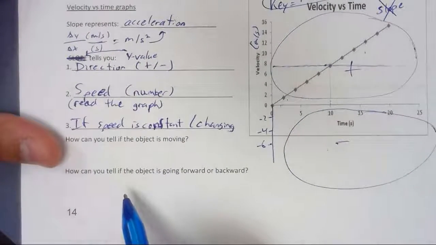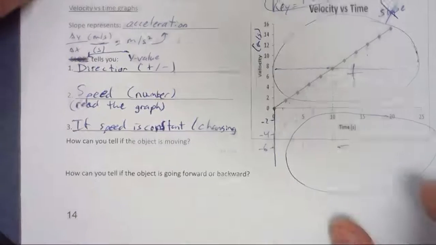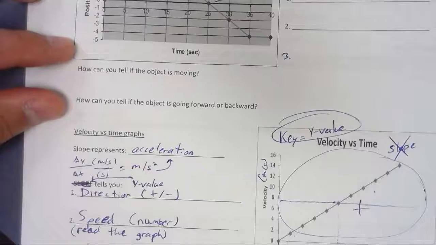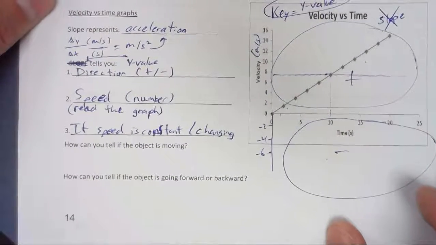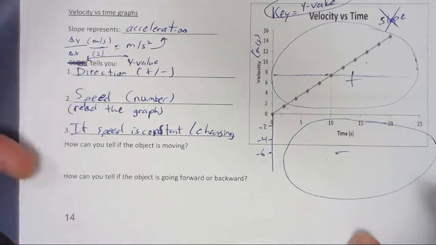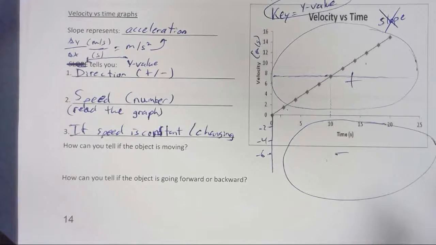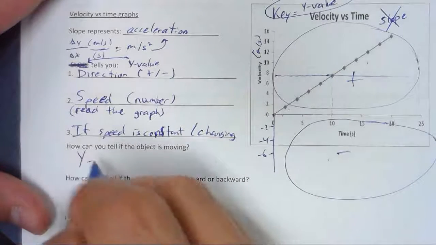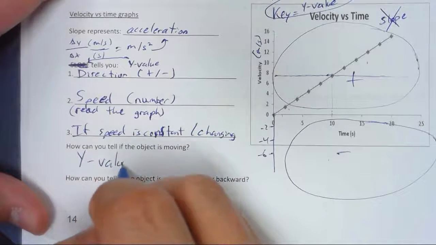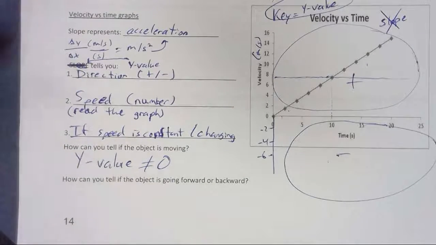So at the bottom, a couple of questions that are important to consider. How can we tell if the object is moving? Same two questions as we had up here. The answers are going to be exactly the same, except now we're talking about the y value instead of the slope. Up above, we know it's moving if the slope is anything other than 0. Down here, we know the object is moving if the y value is anything other than 0. If the y value is not equal to 0, you have motion.